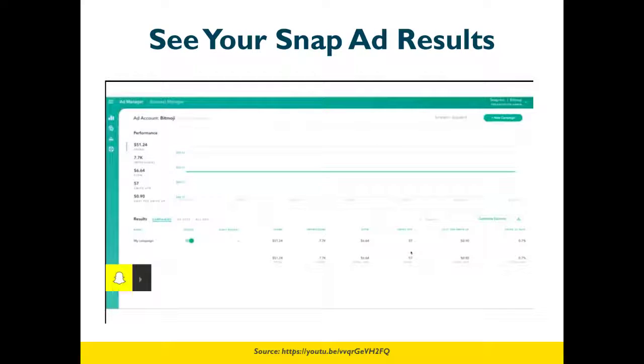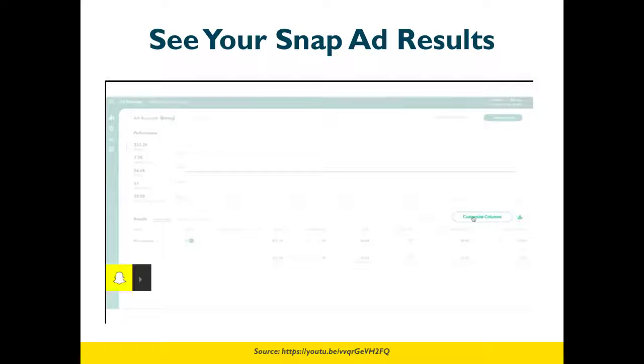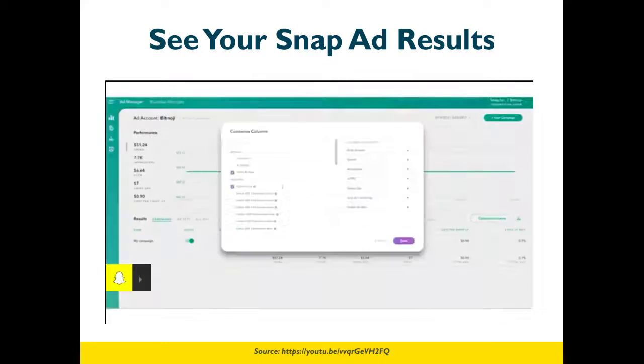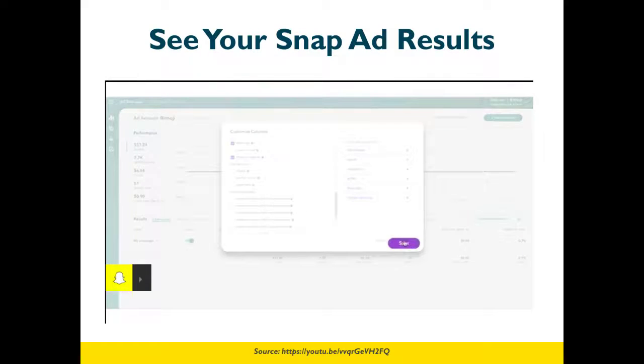If you're trying to find something specific, use the search bar. You can also customize what information you see in the table. Click Customize Columns and choose which metrics you're interested in. Click Save to update the table.